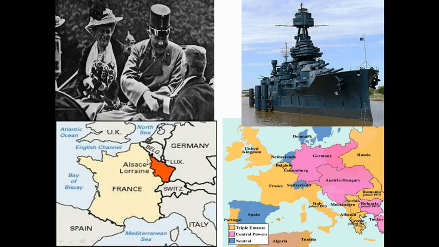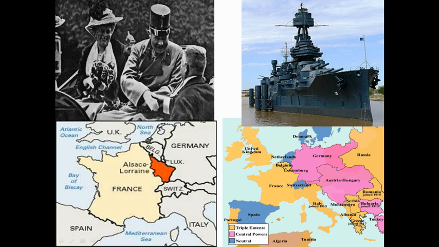This is a map showing the land that Germany took from France in 1870, from last time. And the French were very, very upset about that and were hoping to get this land back. So they were ready for a war. So when the Archduke got shot, they jumped in straight away to try and see if they could get their land back.